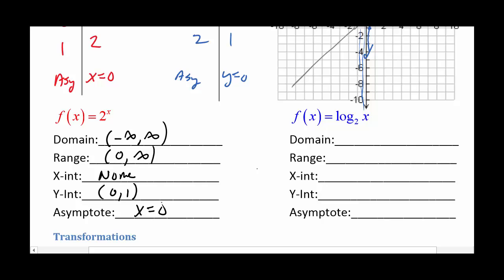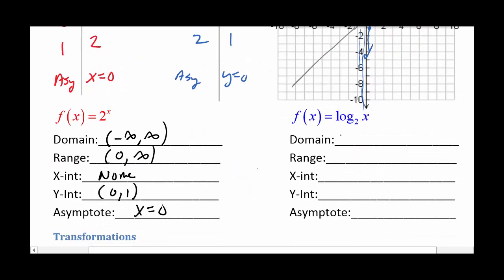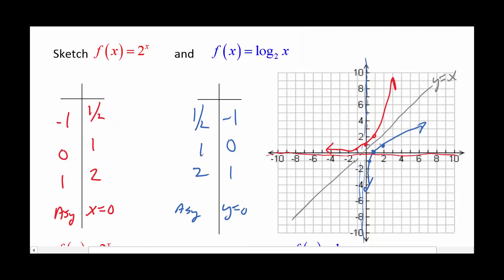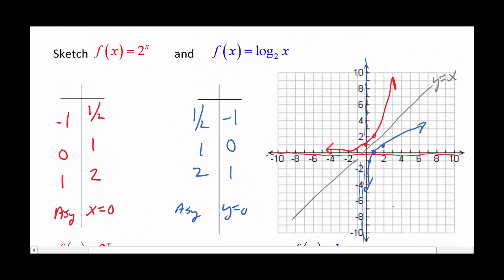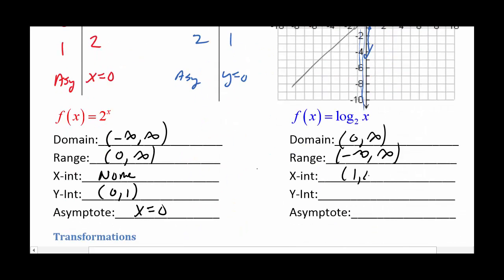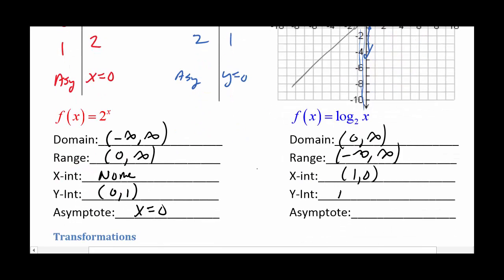The log graph, let's look at its domain. So we're looking at the blue one, and notice the blue one doesn't go beyond 0 there. So it kind of starts at 0 and then goes out to infinity. Range, it's going up and down as much as it wants, so there's no restrictions there. X-intercept, it crosses at 1, 0. Y-intercept, it actually doesn't cross the y-axis. And asymptote, we already talked about being x equals 0.